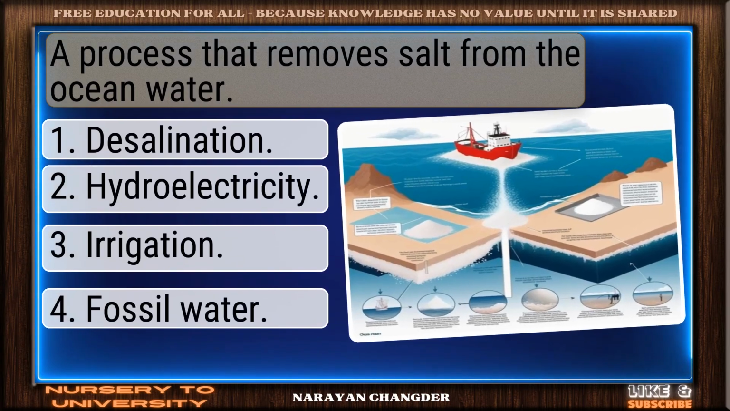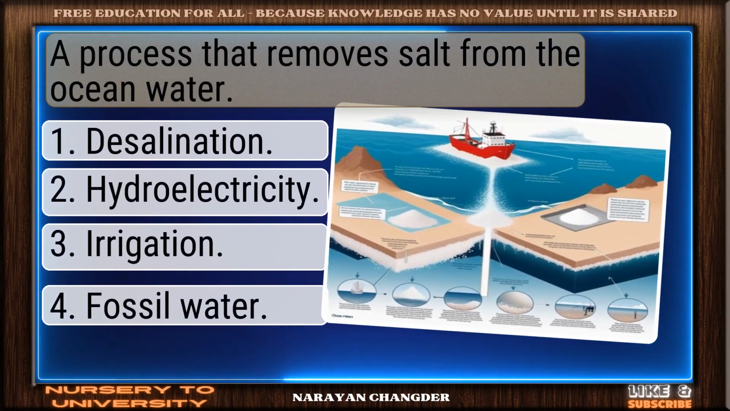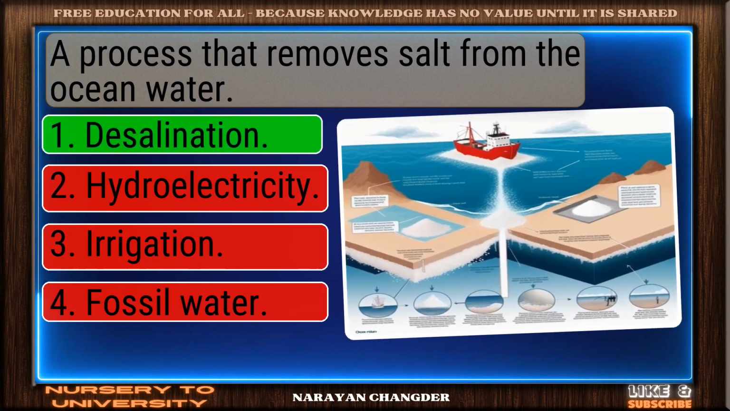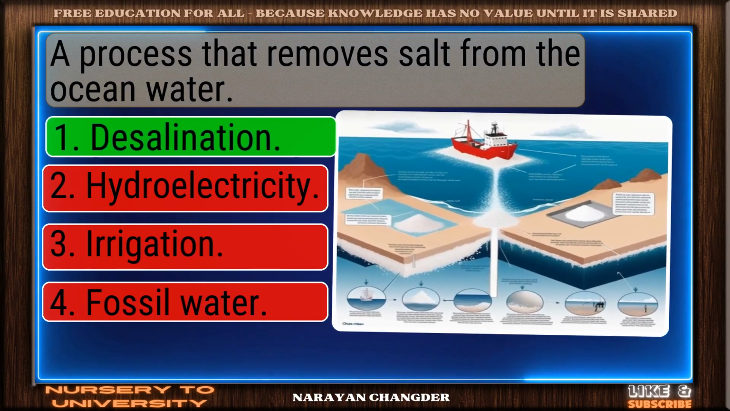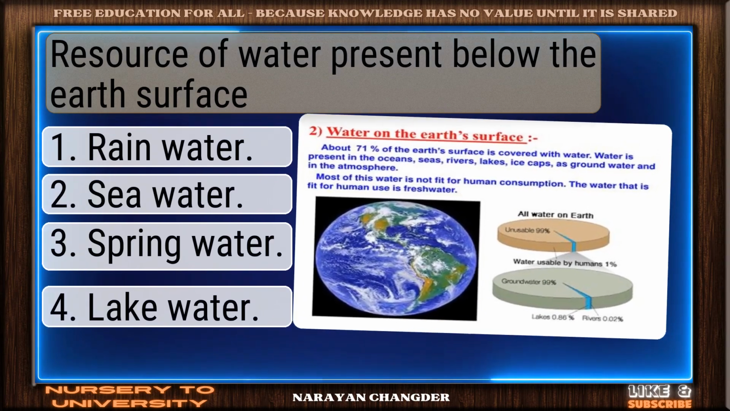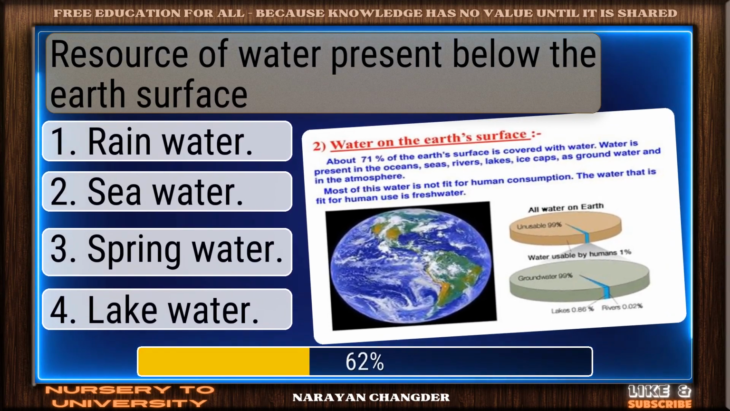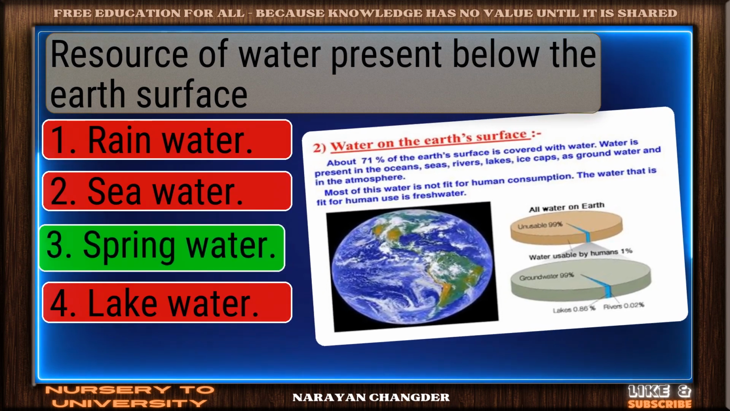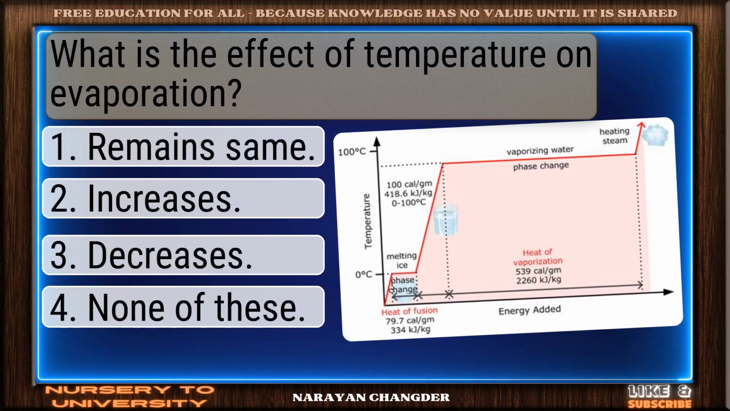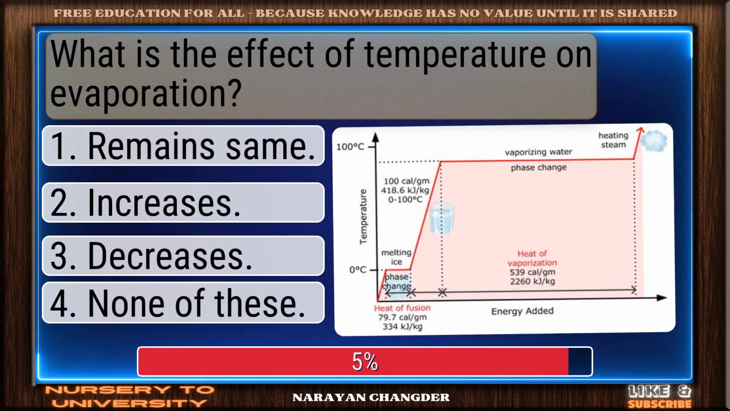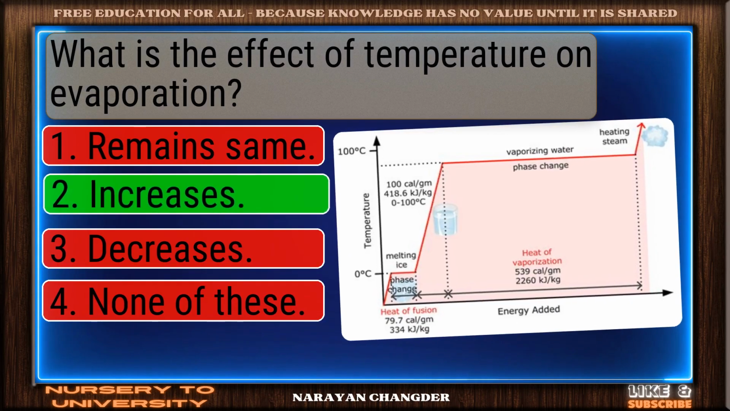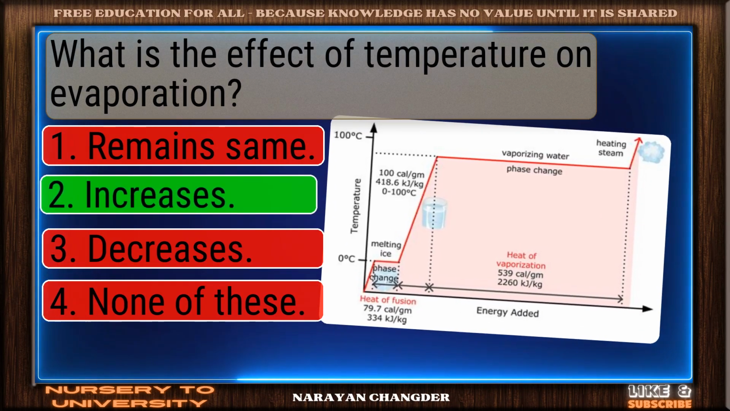A process that removes salt from the ocean water. Nicely done. Desalination is a solid answer. Resource of water present below the Earth's surface. Valid point. Spring water is true. What is the effect of temperature on evaporation? Nice work. You chose increases and it is correct.